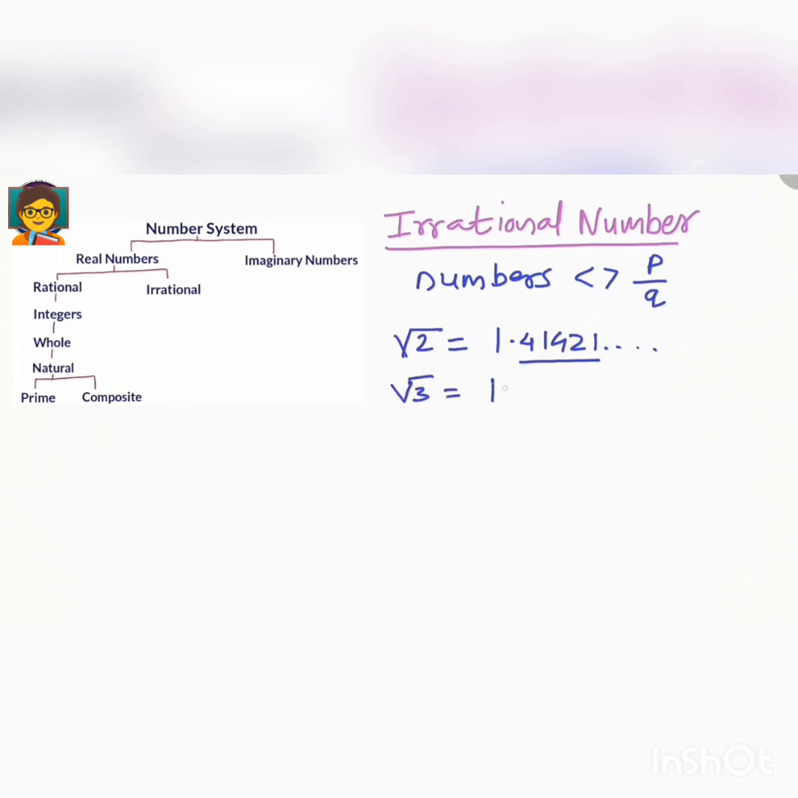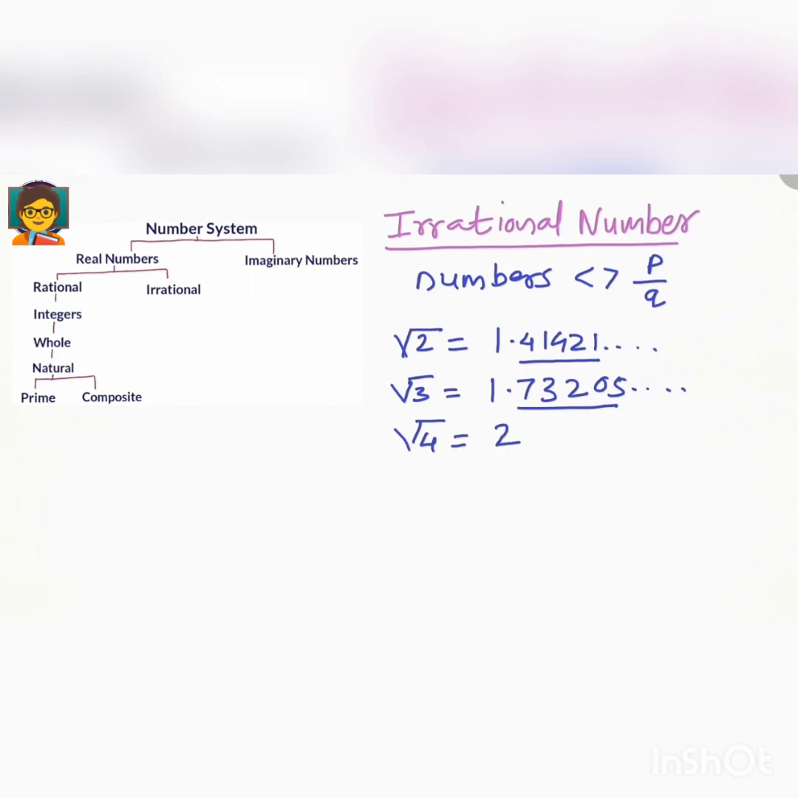So the value of square root of 3 is 1.73205 and so on. You can see this series is non-terminating. However, what about square root of 4? It cannot be an irrational number because it has a value of 2, which is terminating.